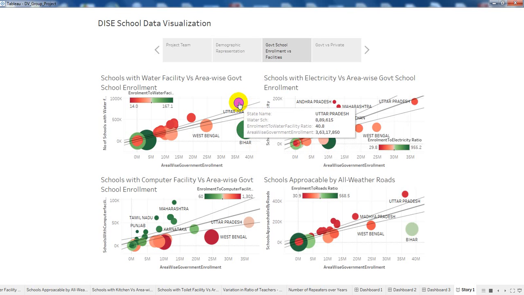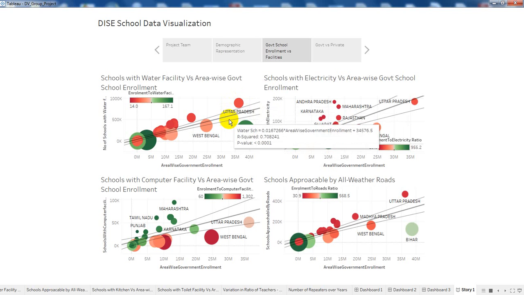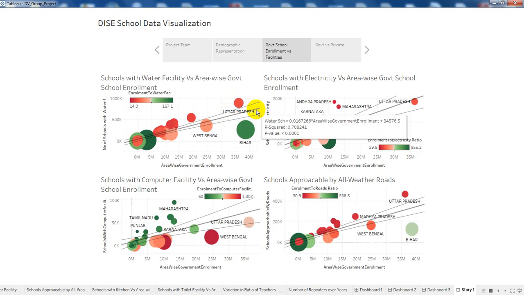Moving on, if we see Uttar Pradesh, it has an enrollment to water facility ratio of 40.8, which means for a school having a water facility, the number of students joining it is 40.8. The R squared value is also 0.708241, which means that having a water facility in a school is an important factor for the students to join the school.